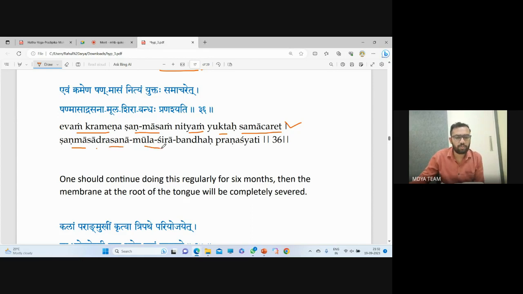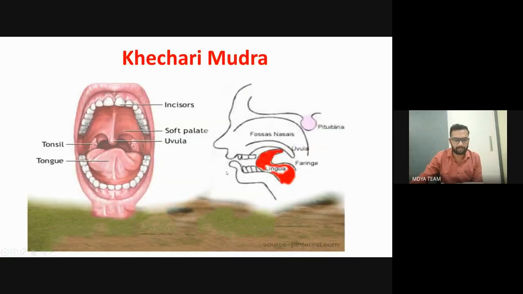Adrishya Moola Sira Bandhah. Moola Sira Bandhah. In the message also one person told that it is the frenulum. That we call, that is Moola Bandha in Sanskrit. That word is Moola Bandha, and in English we call it the frenulum. Again, I am showing with the help of the diagram.